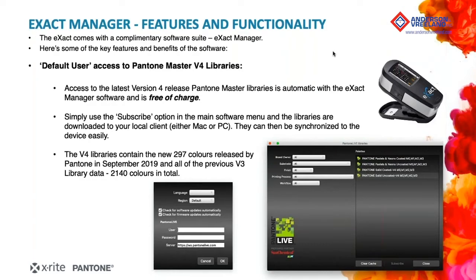For those of you who have attended the previous webinars, you'll have heard me mention the latest Pantone libraries, what we call version 4 libraries. These are now complementary and free of charge with the eXact Manager suite. All you need is an internet-enabled PC or Mac, download the software, and choose a menu option, and you will find the latest cloud-based libraries downloaded and synchronized to your machine. You don't need any subscription for this. It's complimentary as part of the software.